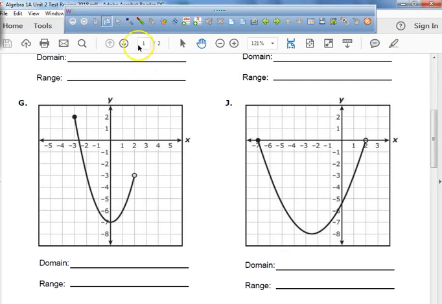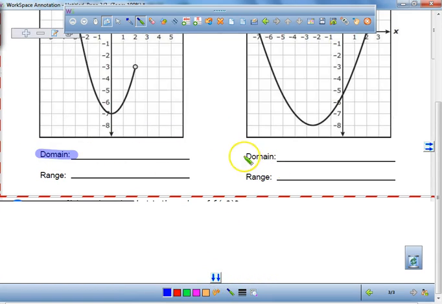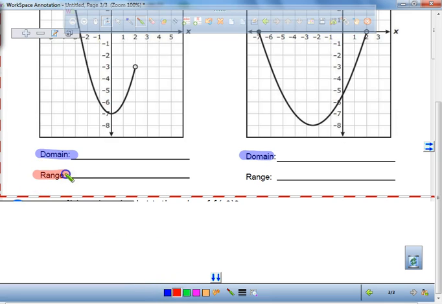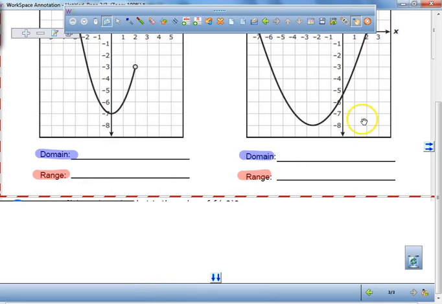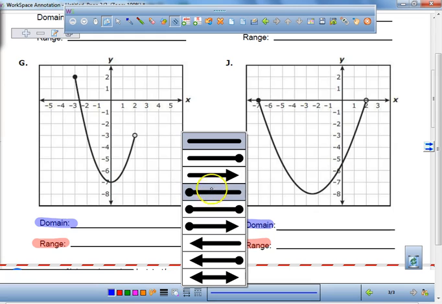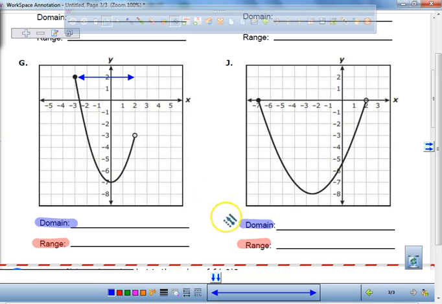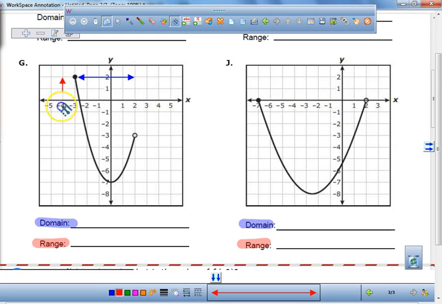So here we go. To do this one, once again, I'm going to highlight the domain in blue and the range in red. You're going to notice the arrows that I draw. The domain is going to be going from here. It's going to stop right there. And it looks like the range goes from way up here all the way down to there. Give yourself a chance to jot this down.